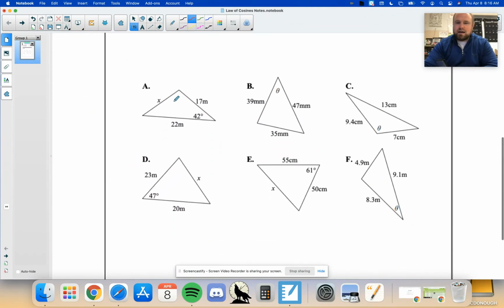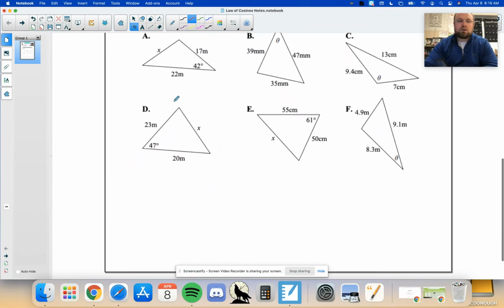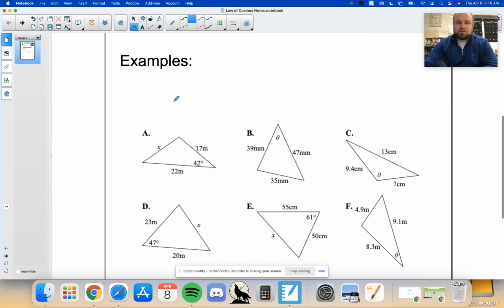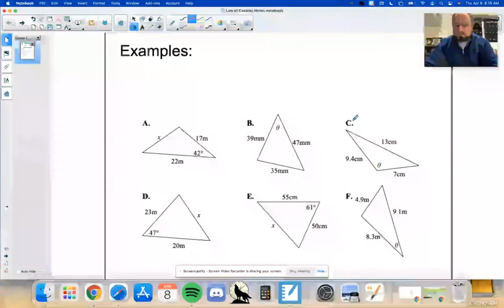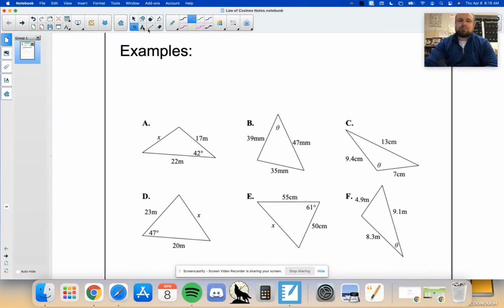And let's look at another one where we're looking for an angle, just because we just did it and it's kind of fresh in your mind. And we can go ahead and do letter C just because it's the next one in order. So we did A and B. So if we go to letter C, we'll do this one. And again, we're looking for angle theta, and angle theta is across from the 13.